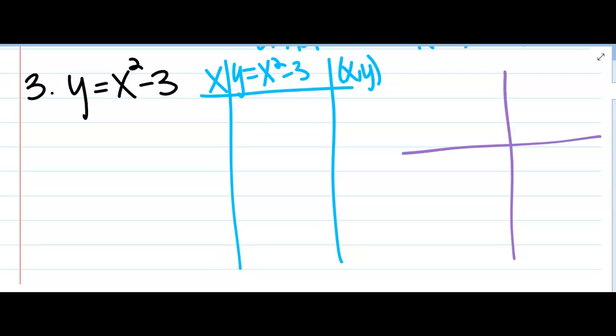Okay, just like before, we want negative numbers, so -2 and -1, and we want positive numbers, 1 and 2, so those are going to be the easiest ones to plug in.